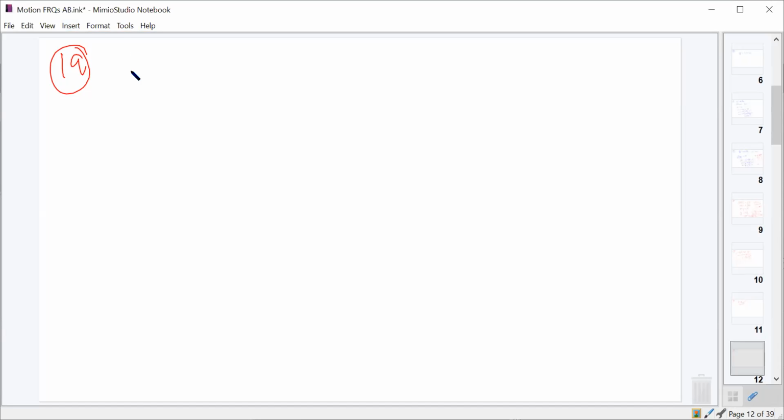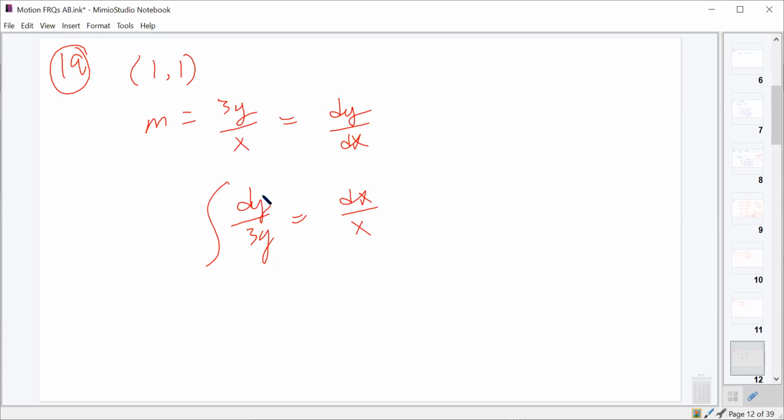we got a curve that passes through the point (1, 1), and its slope is 3y over x. We want to know what the equation is. So, slope is 3y over x, that's dy/dx. And so we should be able to rewrite this as dy over 3y equals dx over x, and integrate both sides of this.